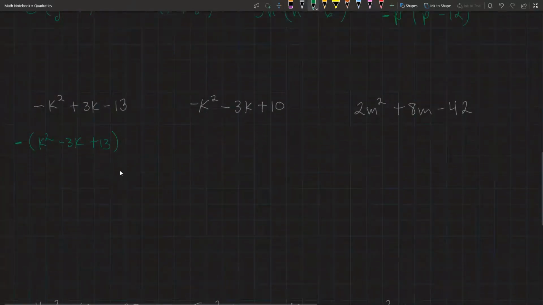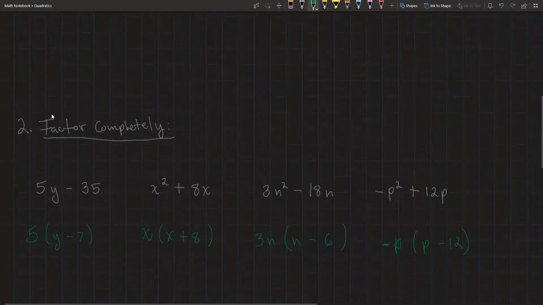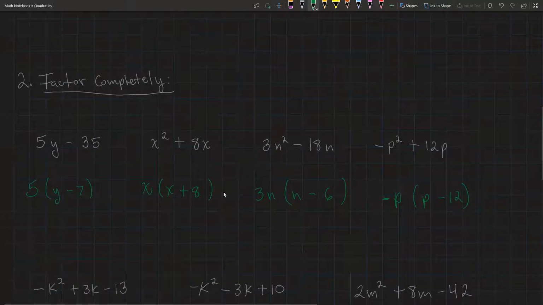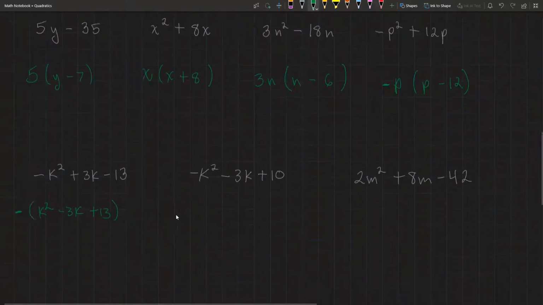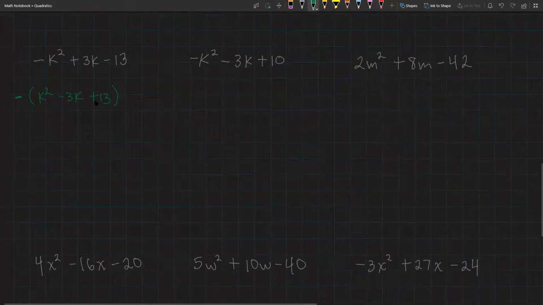All right. And here's what I wanted to point out back to the initial way that the instructions were written. Factor completely. These are all completely factored form. There's nothing else that we can do to factor these further. But the question is, for these next few, do we know how to factor what's inside?